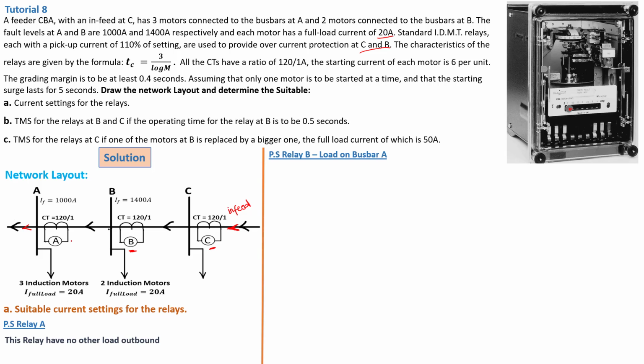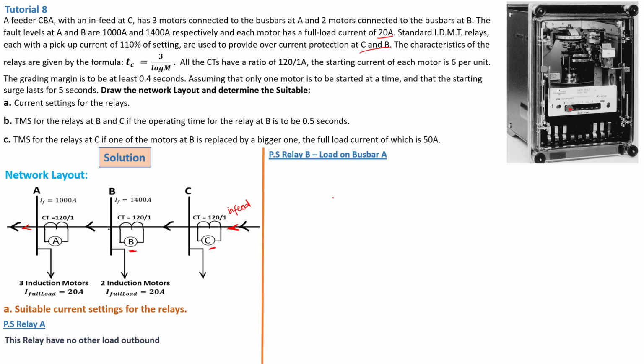Now, relay B, remember the setting current is based on the load that the relay is seeing. So that basically means, forget about the fault here. We know that the fault current at A is 1000 amp. But right now we are concerned about the current settings for the load. We do not want this relay to trip when the motors are running, or when they are starting. We don't want anything like that to happen.